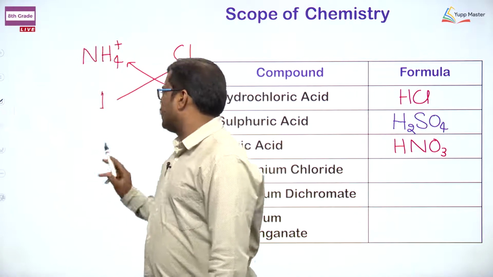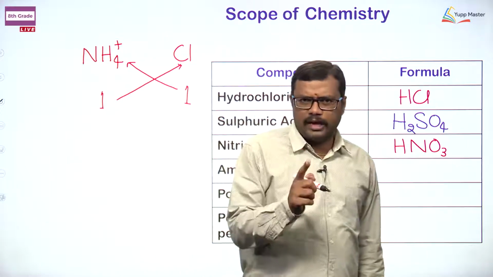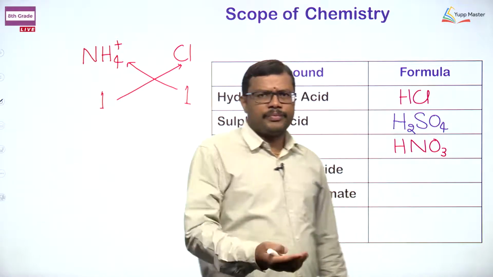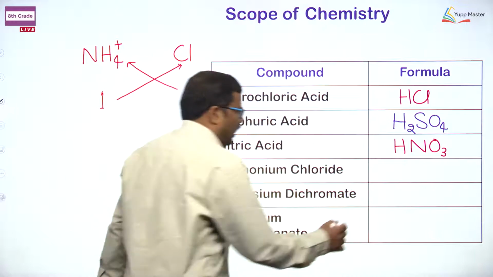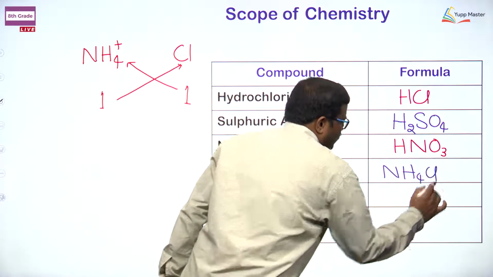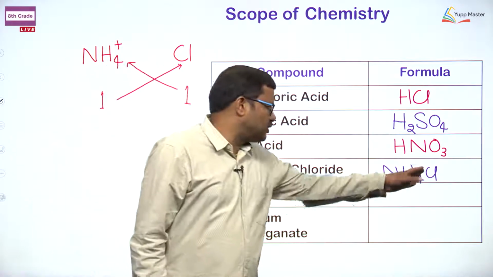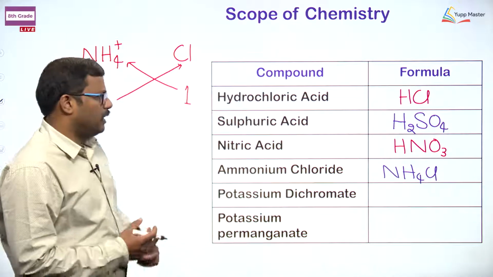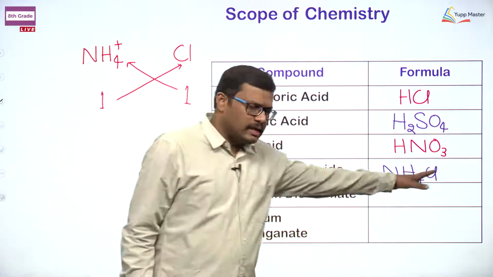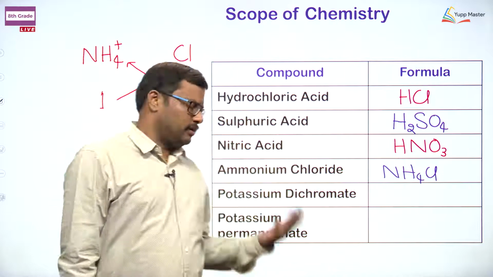So in that case what are we going to get? The ammonium ion should be taken one time, and chlorine should be taken one time. So we write the formula as NH4 Cl. NH4 is taken one time, Cl is taken one time. Sorry, NH4 Cl is the formula. NH4 Cl, ammonium chloride, right.